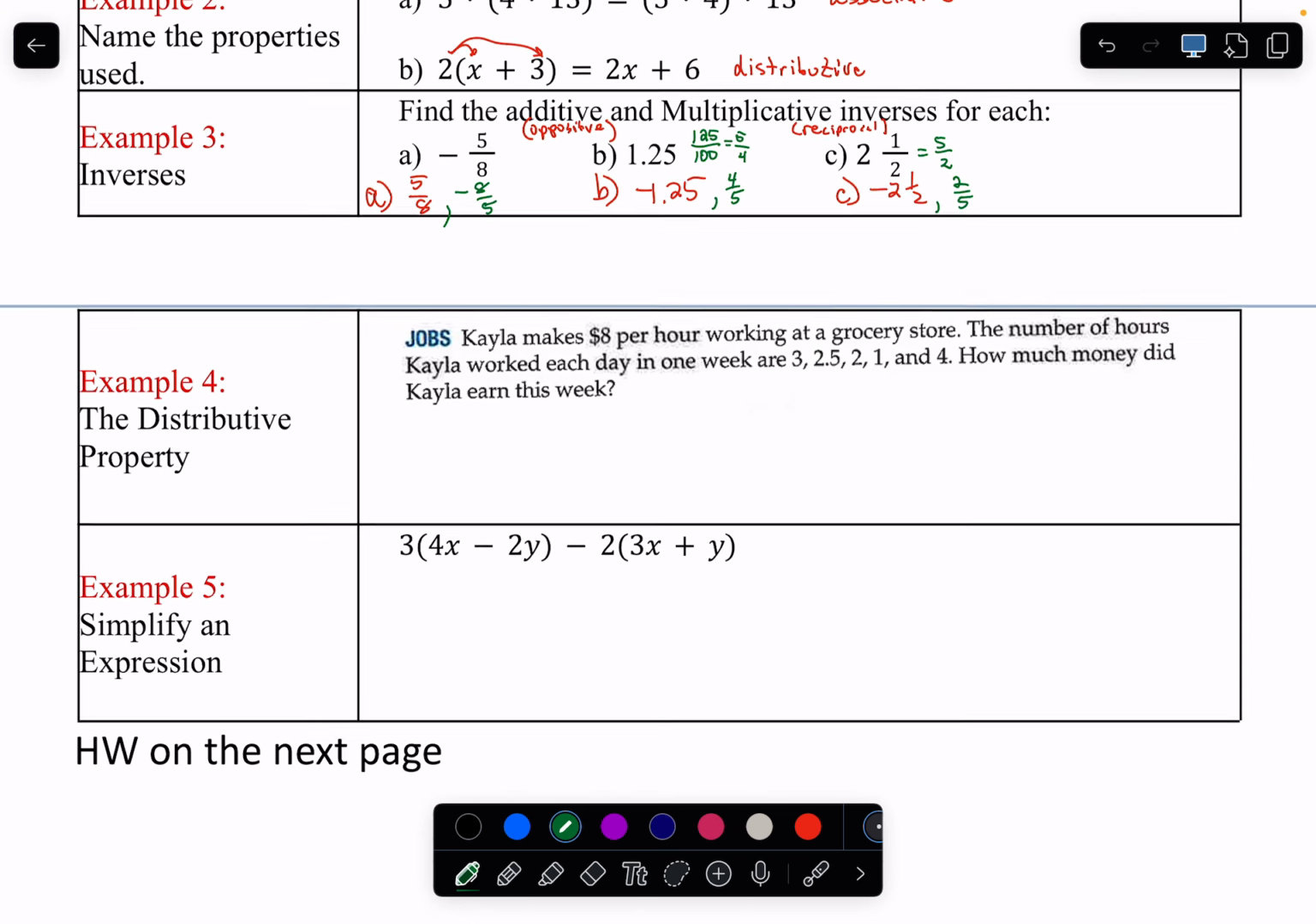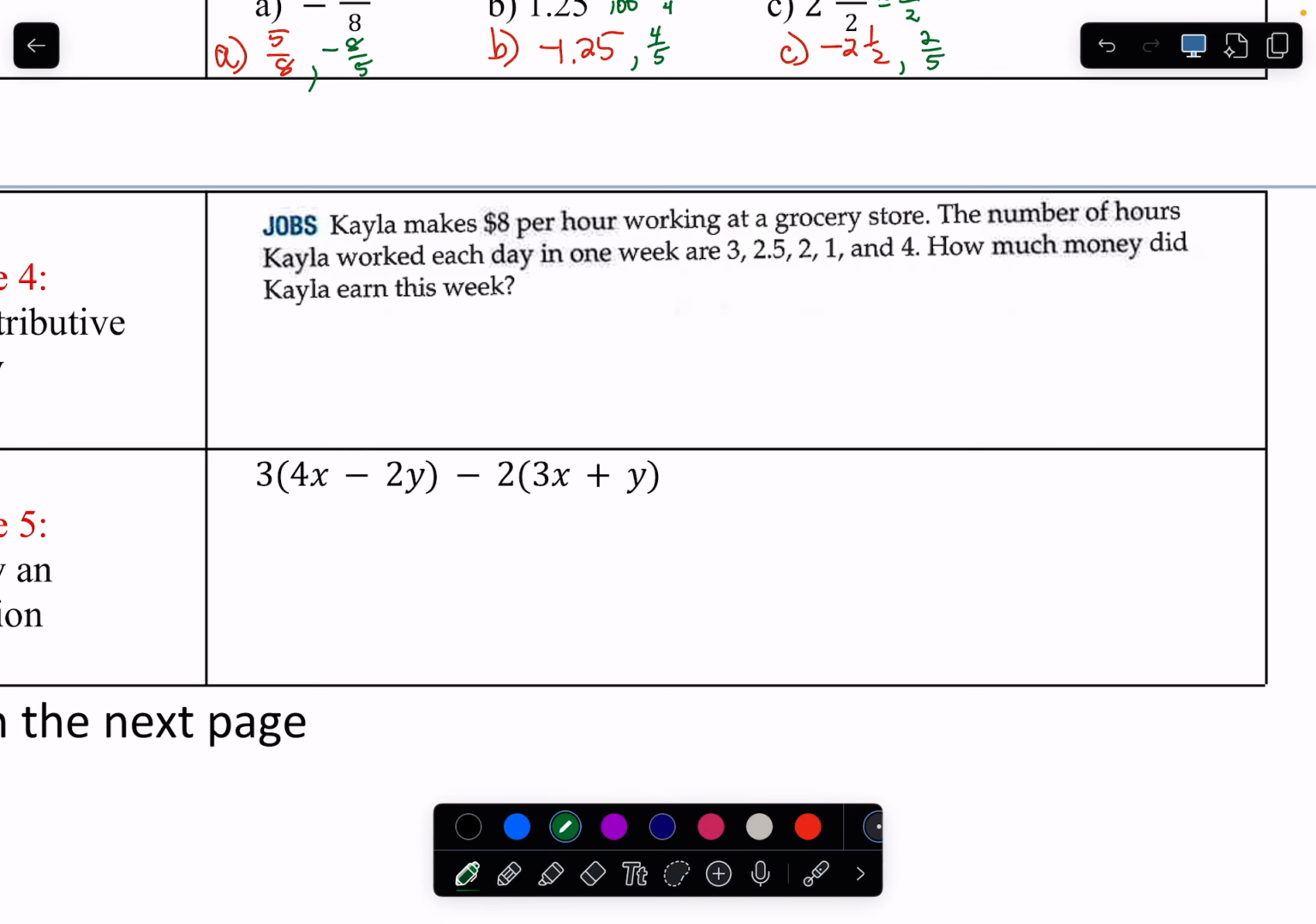2 more examples, and then you'll have some time in class to work on the homework. Both homeworks are due tomorrow. You'll have time in class tomorrow, and that's all we're doing tomorrow. I give you time to work on that assignment so you can ask me questions and do all that.